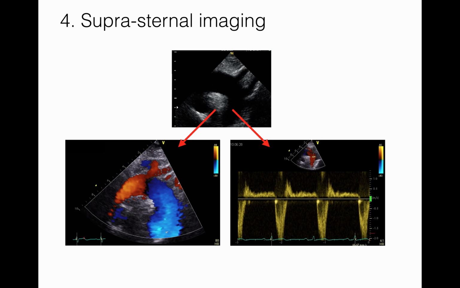Color, pulse wave and continuous wave Doppler imaging can be used and provide important information about blood flow in the thoracic aorta from the suprasternal window.